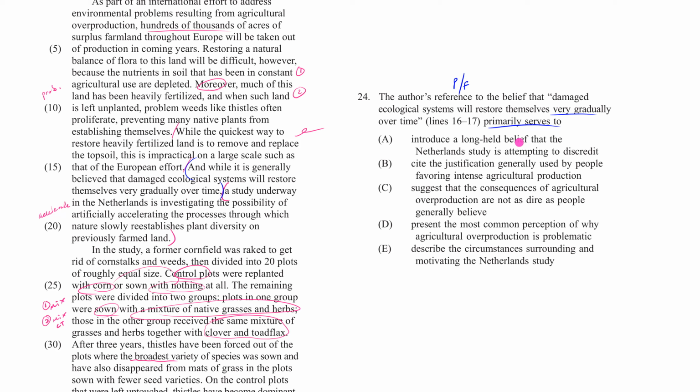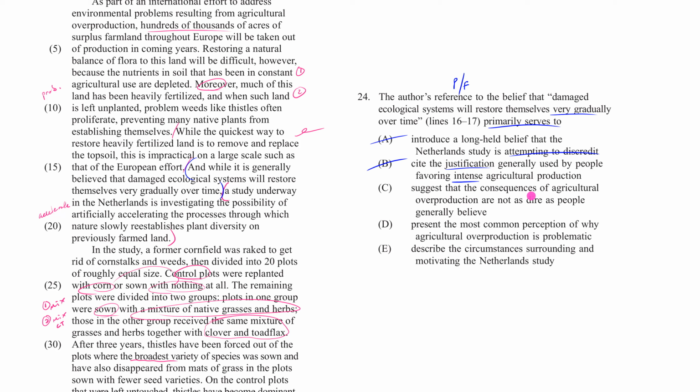Okay, so is it to introduce a long-held belief that the study is attempting to discredit? No, they're not saying, oh, this is wrong and actually happens fast. Is it a justification generally used by people favoring intense agricultural production? I don't even know what this is talking about. What justification do people who favor intense agricultural production usually cite? I would guess it's something like there are 7 billion people in the world. We need to feed people. That's probably the justification they would cite to favor intense agriculture, right? What are you talking about?